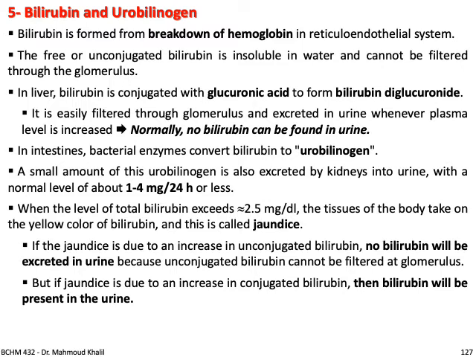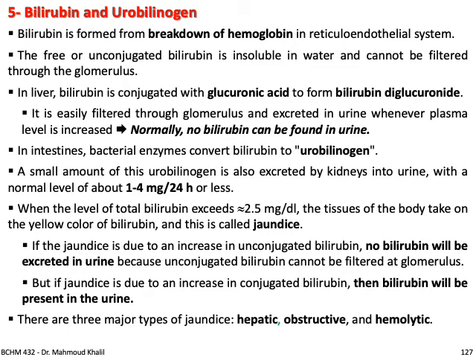If the jaundice is due to an increased unconjugated bilirubin, no bilirubin will be excreted in urine, because this unconjugated bilirubin cannot be filtered at the glomerulus. But if jaundice is due to an increase in conjugated bilirubin, the bilirubin will be present in the urine. There are three major types of jaundice: hepatic, obstructive, or hemolytic.